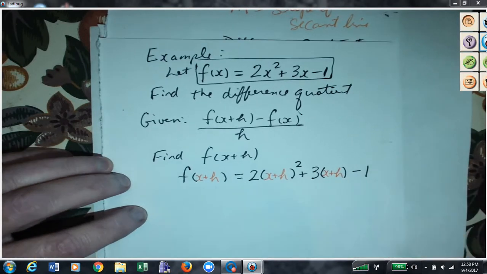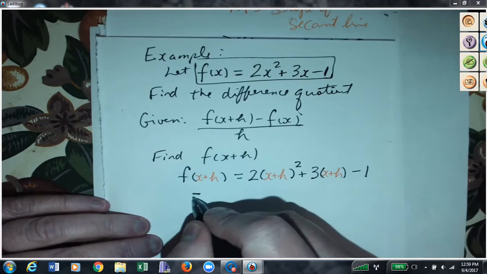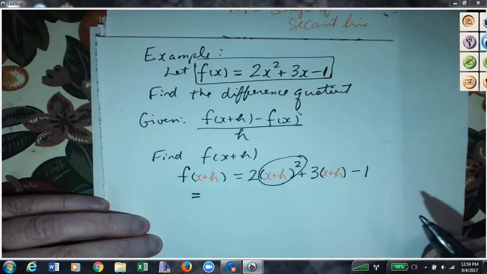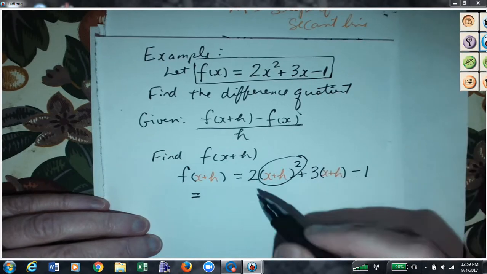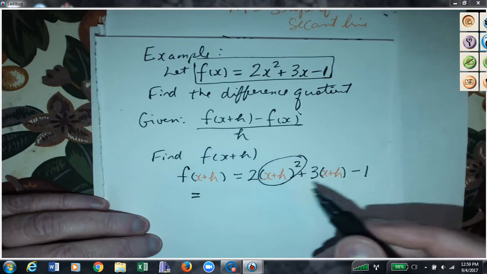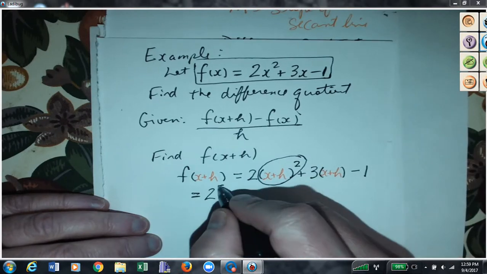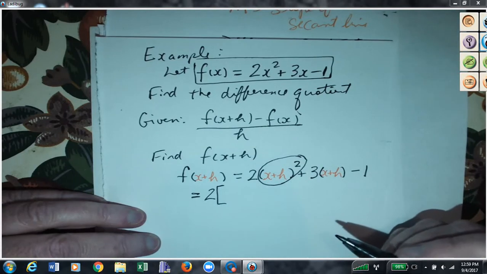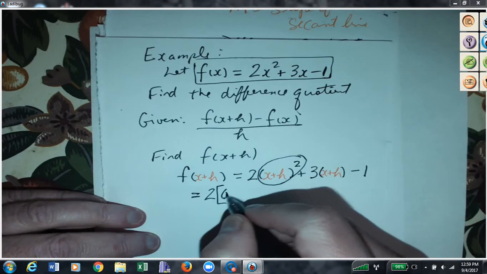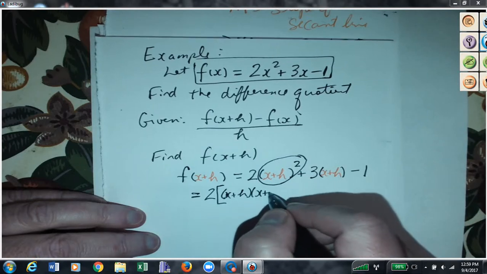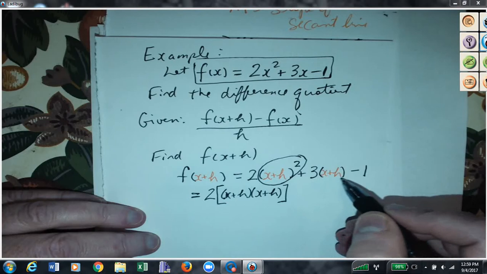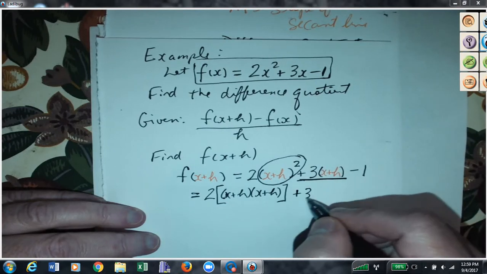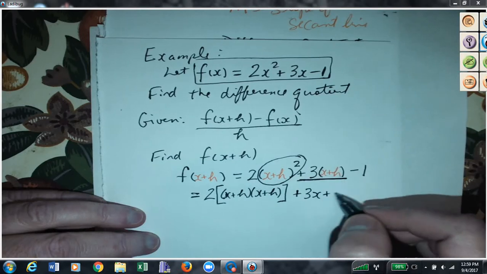But I have to write this without parentheses. So going on order of operations, which we've already learned, that has to be done first. The 2 cannot be multiplied inside there first. So the 2 is just going to stay out of the picture, and I have to square x plus h. X plus h all squared is not x squared plus h squared. It's x plus h times itself. Okay, now moving along to this term, to write that without parentheses, the 3 has to be distributed through. And then plus 3 times h.